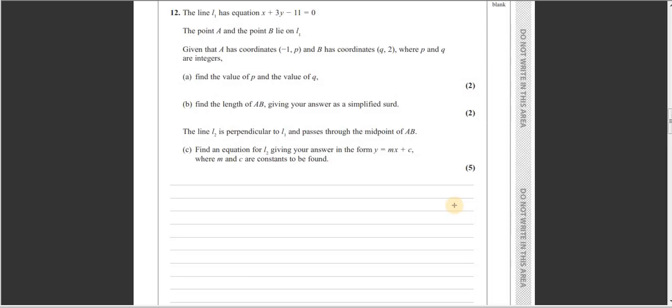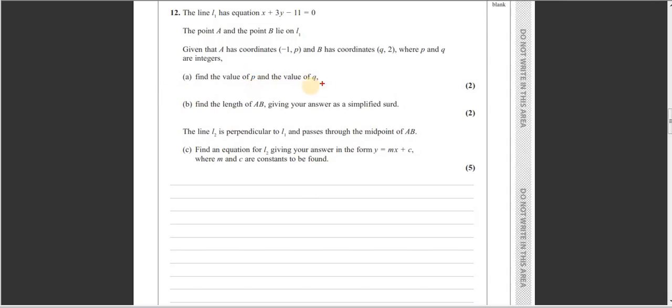Question number 12. The line L1 has equation x plus 3y minus 11 equal to 0. The points A and B lie on L1. Given that A has coordinates (-1, p) and B has coordinates (q, 2), where p and q are integers, find the value of p and the value of q.